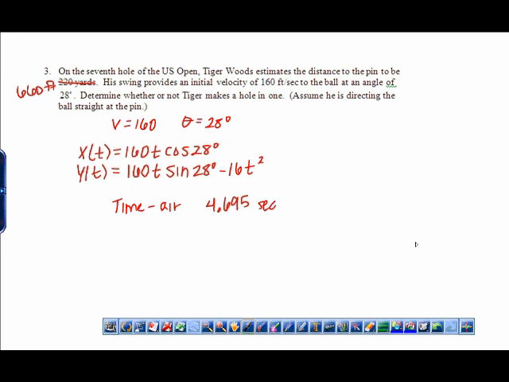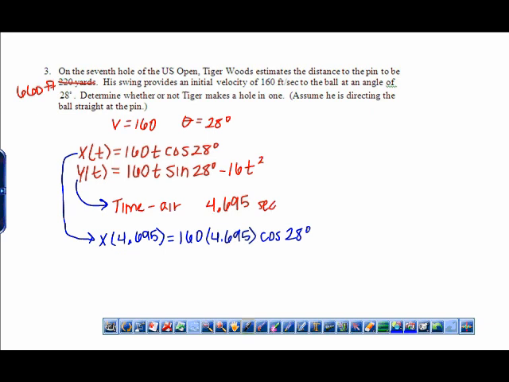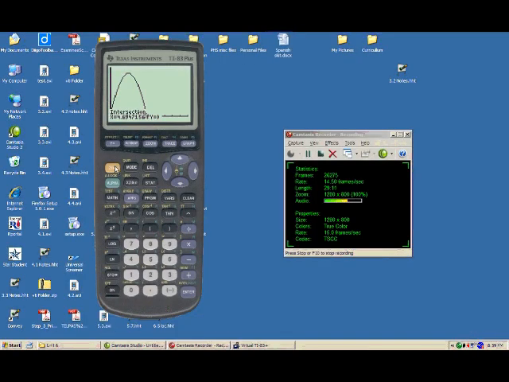All right, now again, what we're doing here, we use that to find the time that the ball was in the air. But what I'm really concerned about is this horizontal distance. Does he make 660? Is it too far? If it's way too less, all of those things. Okay, so let's think about then what is x of 4.695. So it's going to be 160 times 4.695 times cosine of 28 degrees. And when you do this, don't use 4.695, use the actual number.